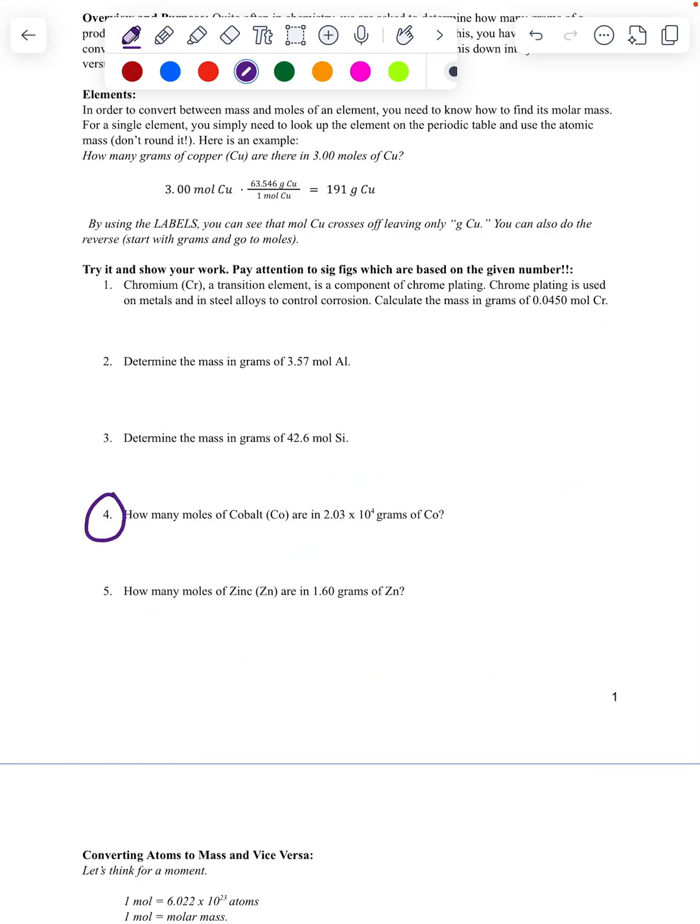All right, let's go do number 4. The reason I want to do number 4 is I didn't start you with moles. I started you with something else. So again, go skim. What did you start with? Write it down.